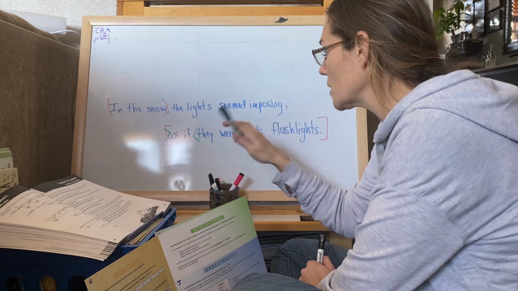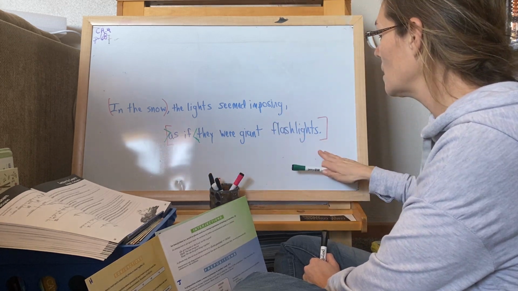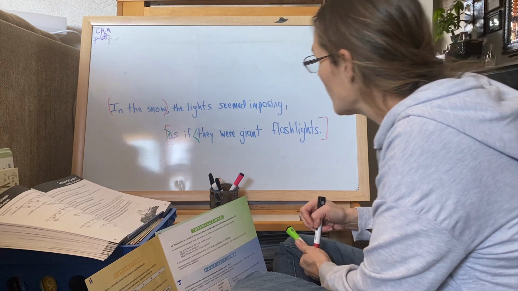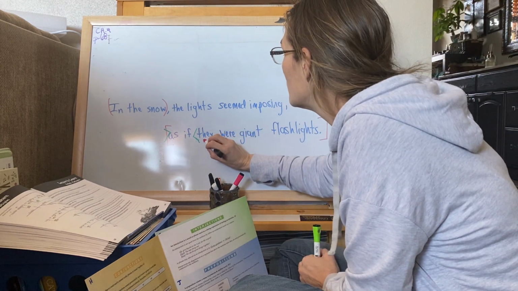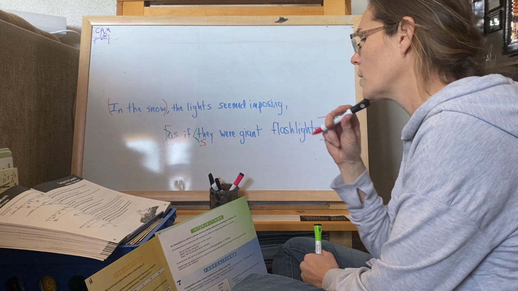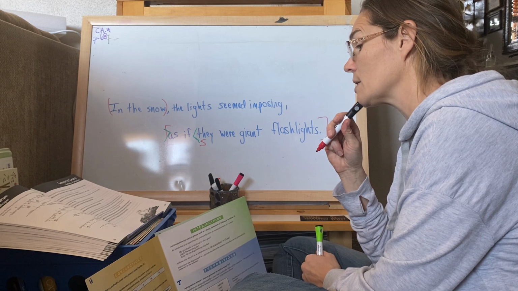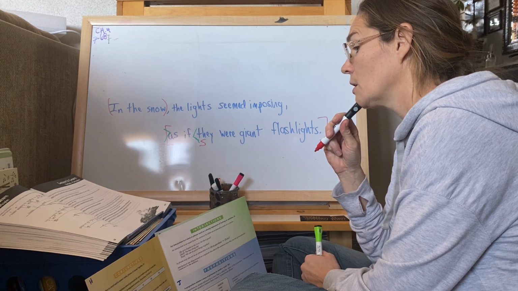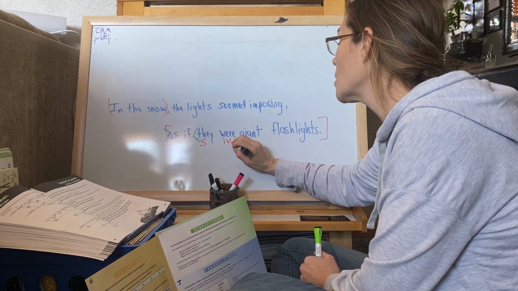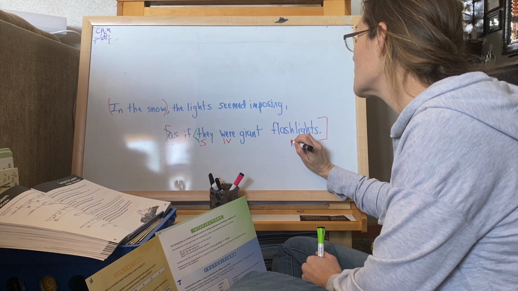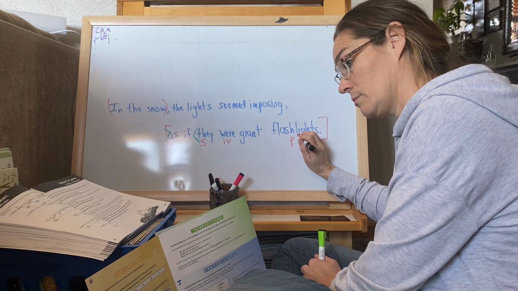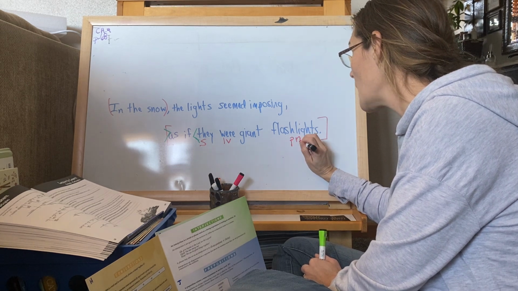All right. So we're going to look at our clause first. It should have a subject and a verb in it. What is our subject? They. Subject pronoun, right? And what were they? What is our verb? Were. What kind of verb is it? Linking. They were flashlights. Flashlights. Is it describing or renaming? Predicate nominative. Wow.